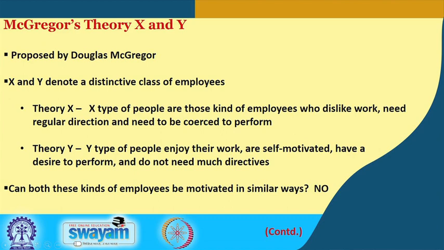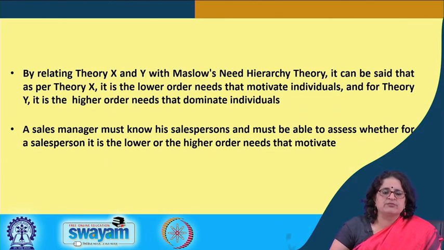Now, both these kinds of employees need to be motivated differently, because their very nature is very different. So, if the question is, can both these kinds of employees be motivated in similar ways? Absolutely no, they need to be motivated in different ways. So, if we relate it to Maslow's need hierarchy theory, it can be said that as per theory X, it is the lower order needs that motivate individuals, and for theory Y, it is the higher order needs that dominate. And the sales manager must again know his salespersons and must be able to assess whether for a particular salesperson it is the lower or the higher order needs that dominate, and accordingly he must design these motivational plans.